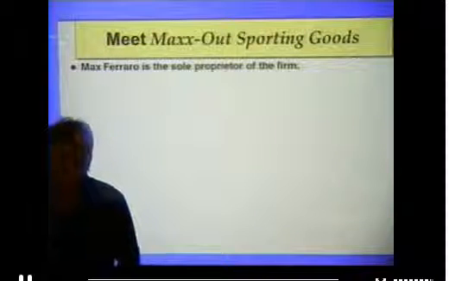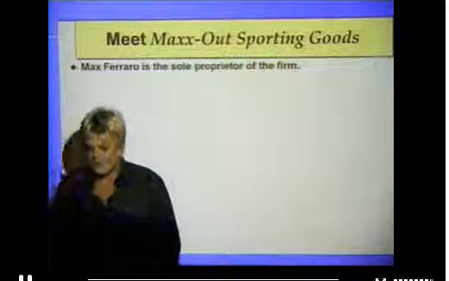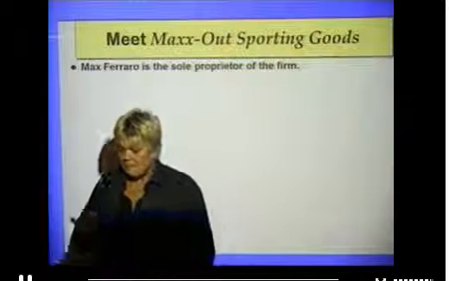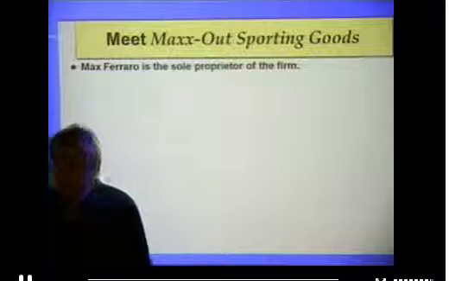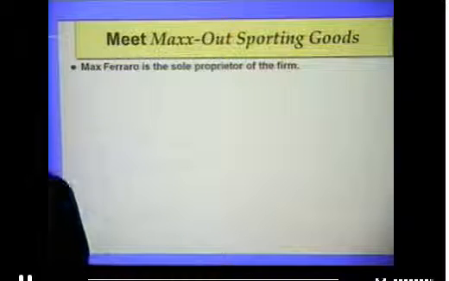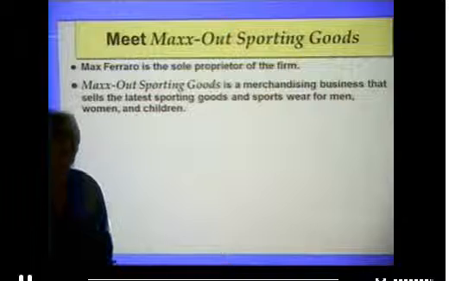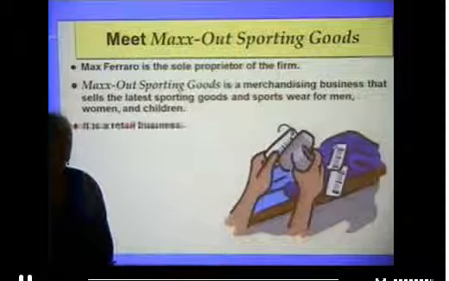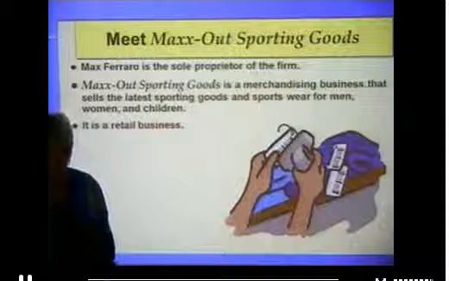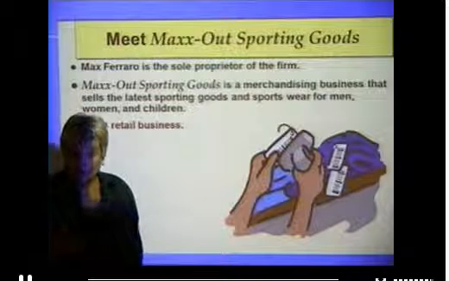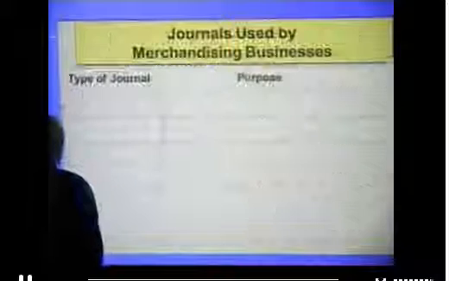All right, so we're starting with looking at a new kind of store. It's called a sporting goods store. Max Ferrero is still a sole proprietor. We're still working with sole proprietors. But he's got a merchandising business instead of a service business. So he's selling things. It's a retail business, meaning he sells to the general public, to the people that are actually going to be using the product.